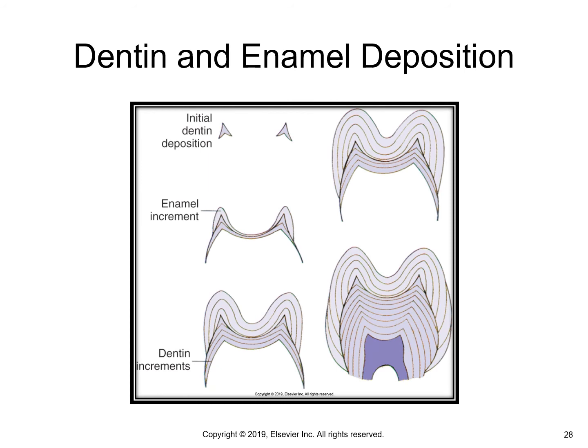In this image, it shows you the little dentin deposition at the cusp tip to start, and it continues laying down the layers of dentin underneath, and then enamel will lay on top of that dentin. The dark purple in the very far lower right is the pulp.